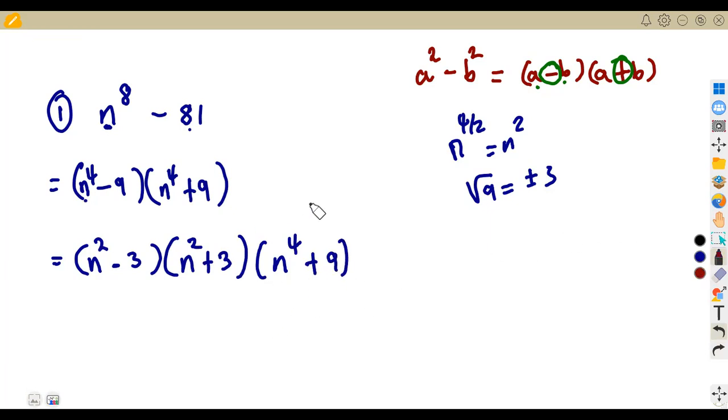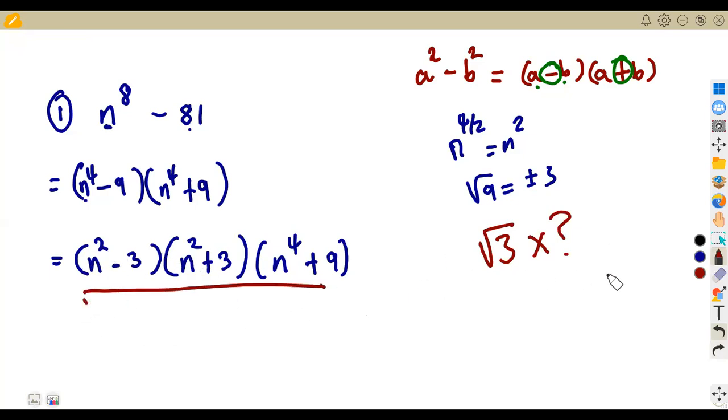Again, you have to check if there is a difference of two squares. This is a perfect square, which is true, but this one is not a perfect square, 3. We can't determine the square root of 3 directly. It is not a perfect square. So that means we are done in this case.